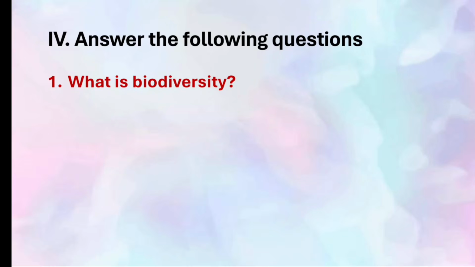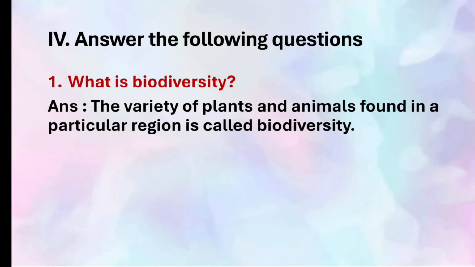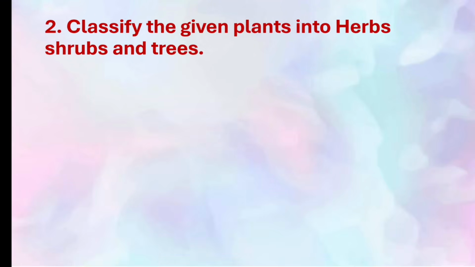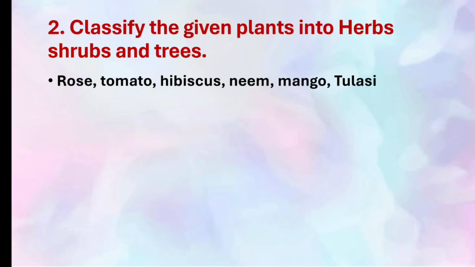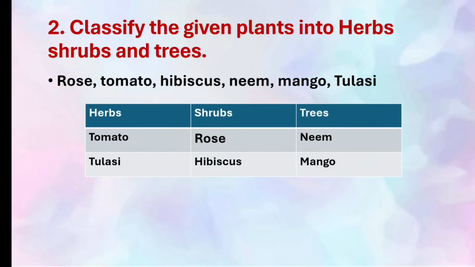First question. What is biodiversity? Answer. The variety of plants and animals found in a particular region is called biodiversity. Second question. Classify the given plants into herbs, shrubs and trees. Rose, tomato, hibiscus, neem, mango, tulsi. Answer. Herbs, tomato, tulsi. Shrubs, rose, hibiscus. Trees, neem, mango.